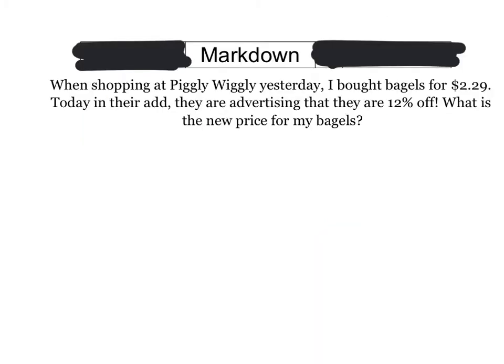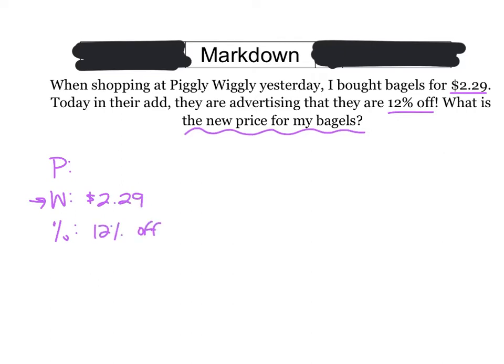Our first problem today is a markdown, and it says, when shopping at Piggly Wiggly, I bought bagels for $2.29. Today in their ad, they are advertising that they are 12% off. What is the new price for my bagels? So just like any problem that we've been doing, we want to figure out the part, the whole, and the percent when we use that proportion or breakdown method. So they were $2.29. That's their original or your whole. So $2.29 and 12%, and it's 12% off.